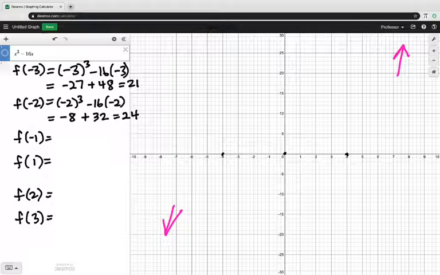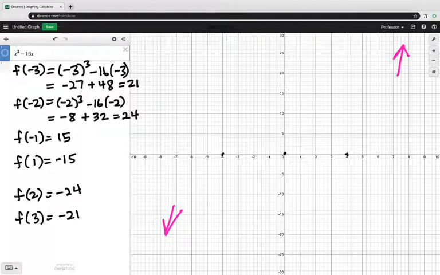F of negative 1, you will get 15. When you find f of 1, you should get negative 15. F of 2 should give you negative 24. And f of 3 should give you negative 21. This function has some kind of symmetry to it, so we get repeated values there.